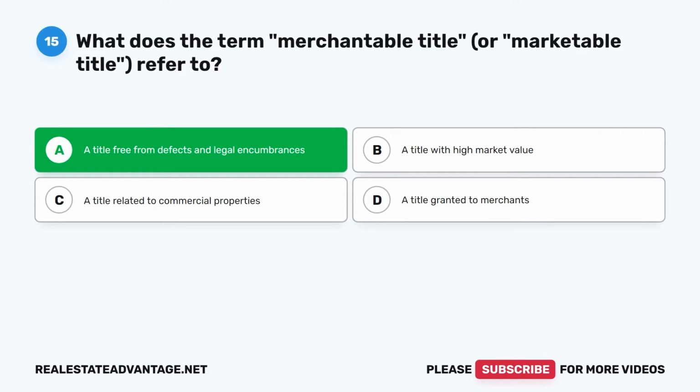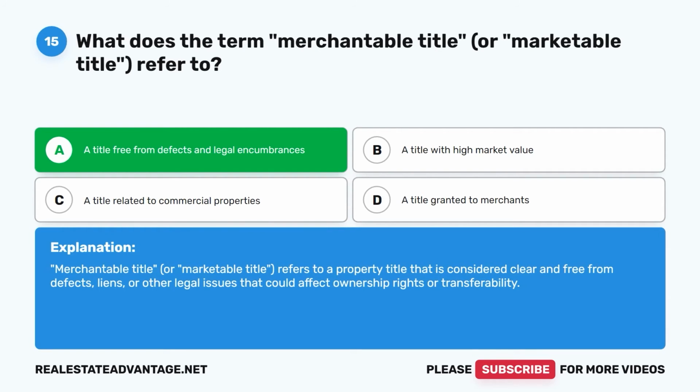A title free from defects and legal encumbrances. Merchantable title, or marketable title, refers to a property title that is considered clear and free from defects, liens, or other legal issues that could affect ownership rights or transferability.